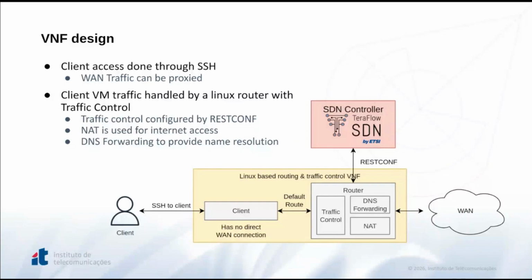As previously mentioned, there is a VNF comprising the Linux-based routing. This VNF is divided into parts. First, we have the client VM, that is the part that the client will have access to. This VM has no WAN access, and instead it does all its traffic through the other VM that is present, that is the Linux router. This is a VM that has access to the WAN and performs NAT from the client VM so that it can have access to the WAN.